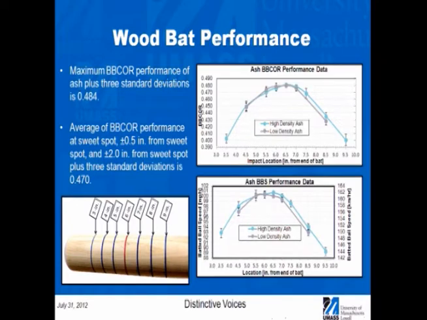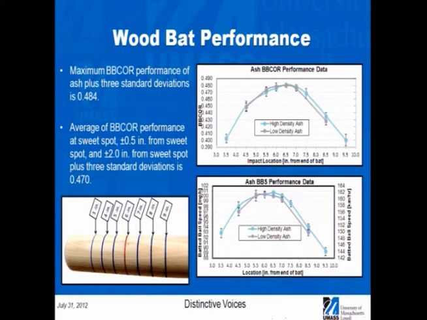These are the impact locations along the length of the bat. So here's about 6 inches, which is where we say the sweet spot is. And the sweet spot is basically defined as this location of maximum performance. In the study, we looked at low density and high density, and we found that those basically perform the same. That's not surprising, but it's good to notice.